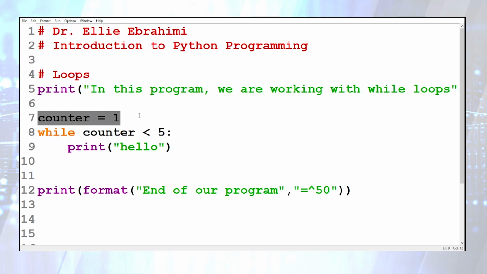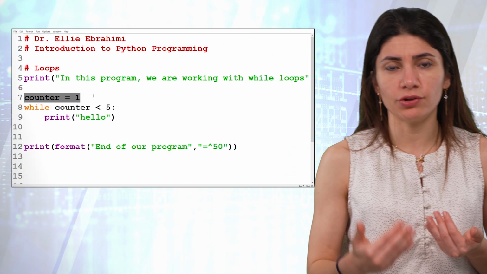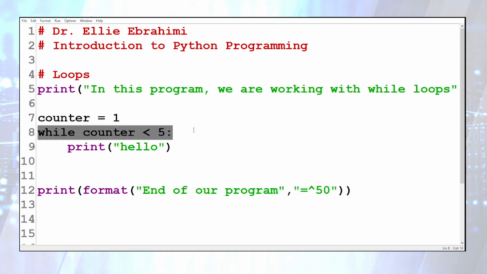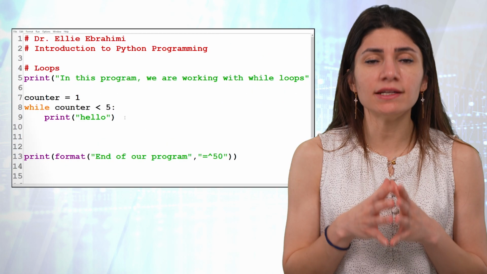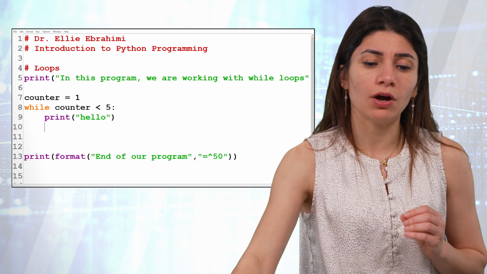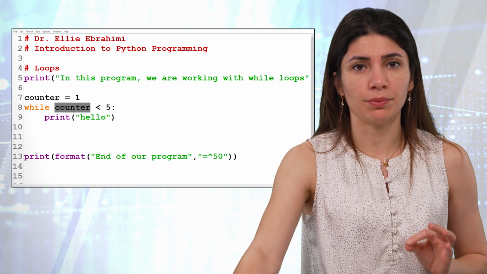All right, so far we have step 1, where you're initializing your conditional variable. And then in step 2, we are creating our condition and putting it inside a while header. So we have while, and then this is your condition, as long as counter is less than 5. And then you're going to have your statement. Whatever you want to repeat, you're going to put it here. And then the last step, which is inside your while loop, is updating this conditional variable.